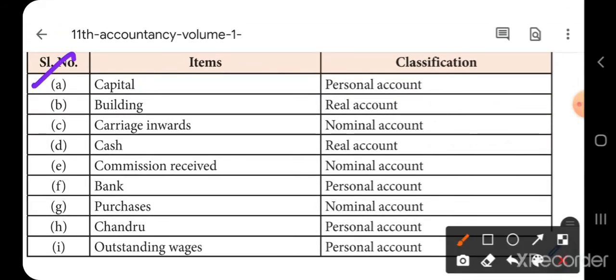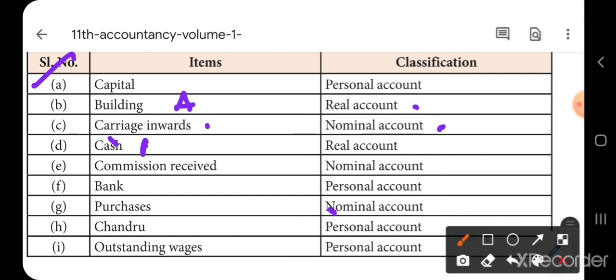Okay. Next, buildings. Buildings is an asset. So all assets can be grouped into real account. Carriage inwards. Carriage inwards means you are paying some amount for carriage for bringing the raw materials to the factory. Okay. So you are bringing the goods, raw material to the factory for which you are paying the carriage. That amount is an expense for you. So all expenses will be categorized into nominal account.